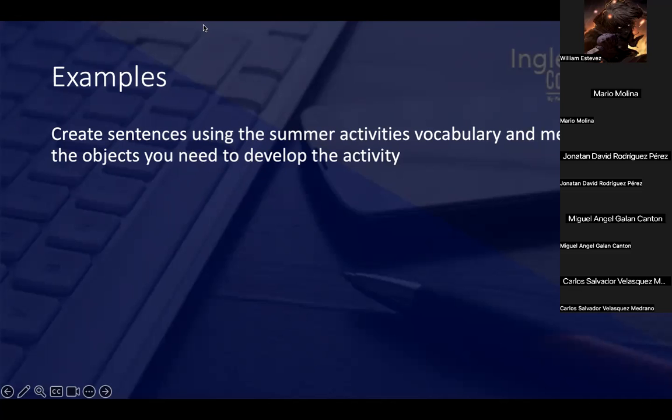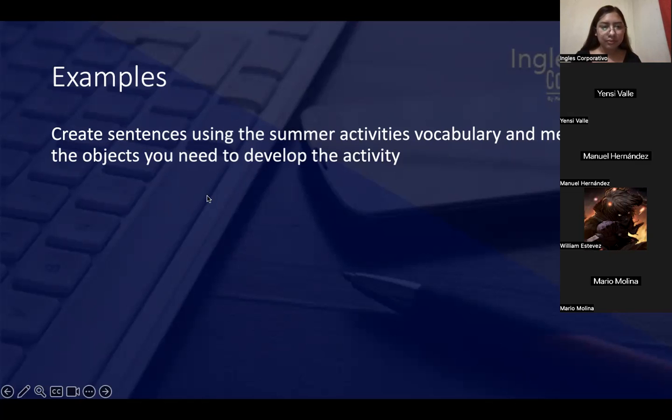Okay, that's good. What about the rest? I always have a doubt when I write the different parts. For example, in this case, 2 kilometers is correct. Can I use numbers, or I can use a word too? I saw the example that Jonathan David wrote, I run 2 kilometers. Is it correct to use a number, or can I use two? Okay, don't worry. You can use numbers. You can use words and numbers.